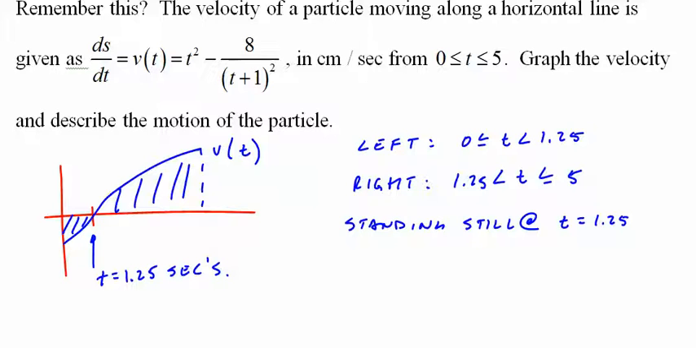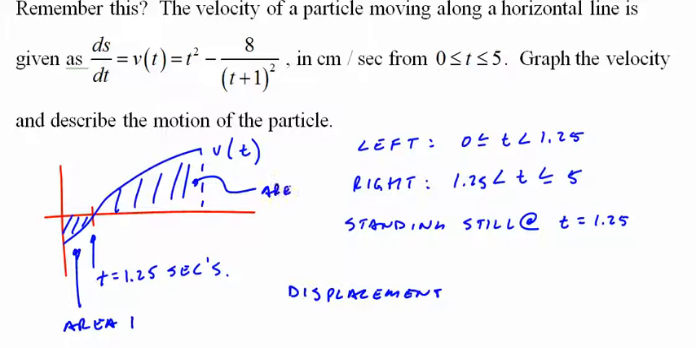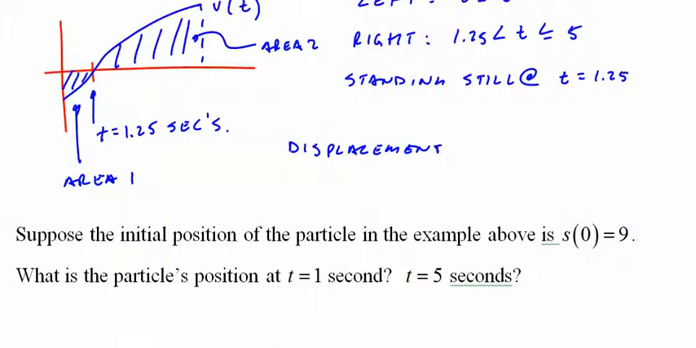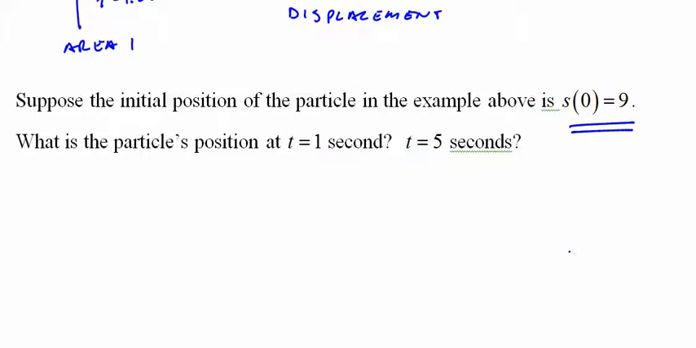Now we have two major concepts to keep straight. This graph shows displacement, and it's basically just the areas. You've got area 1 and you've got area 2. So displacement says how far it has traveled from wherever it started. Position is displacement plus that, because that's our initial position.